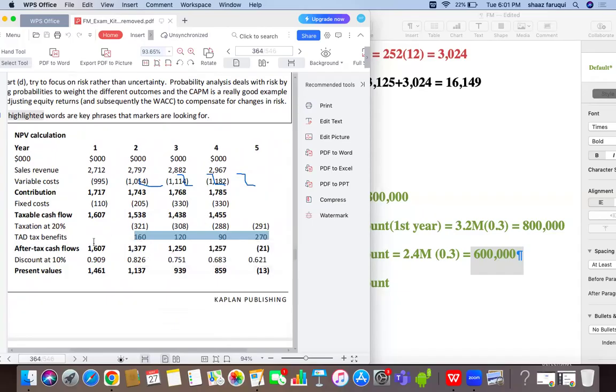Okay, so you finally get the after tax cash flows for each of the years. And now you know how much profit you expect in year one, two, three, four, five. Fifth year is not there, but still there is a cash flow in the fifth year. After this, you will just use the discount factor table as usual. 10% for 1 year, discount factor is 0.909. Multiply the future value. Future value is 1,607,000.